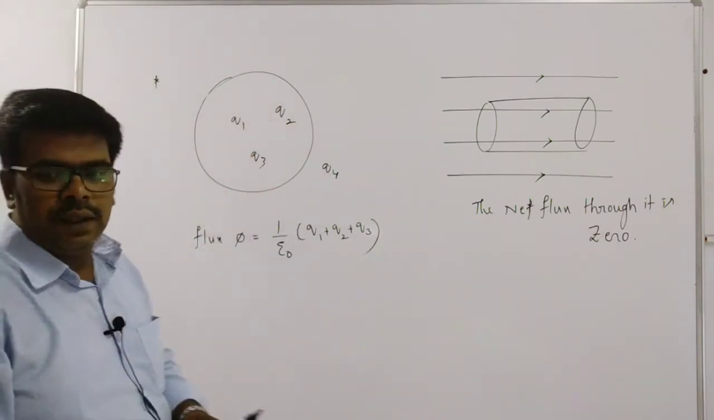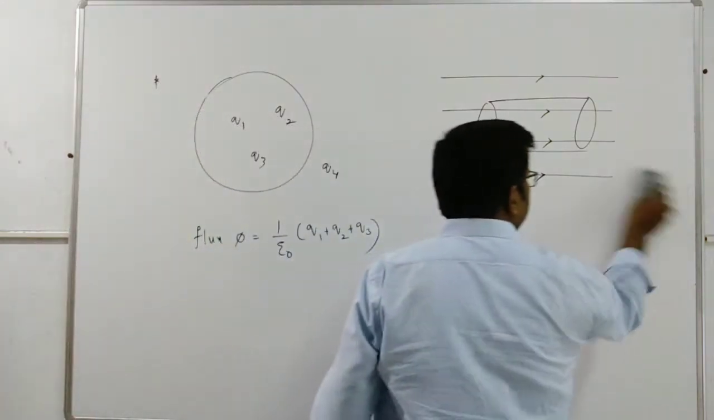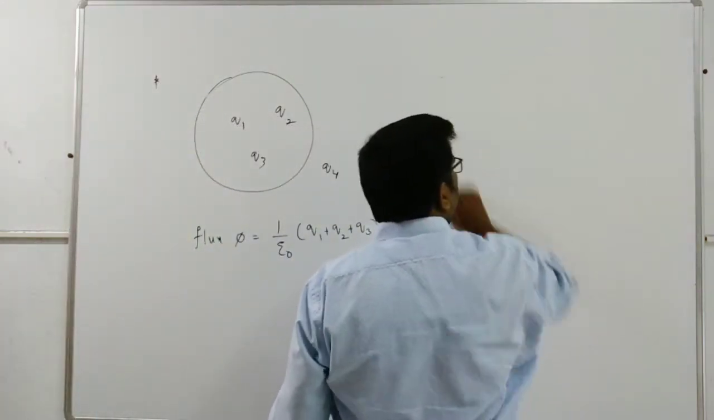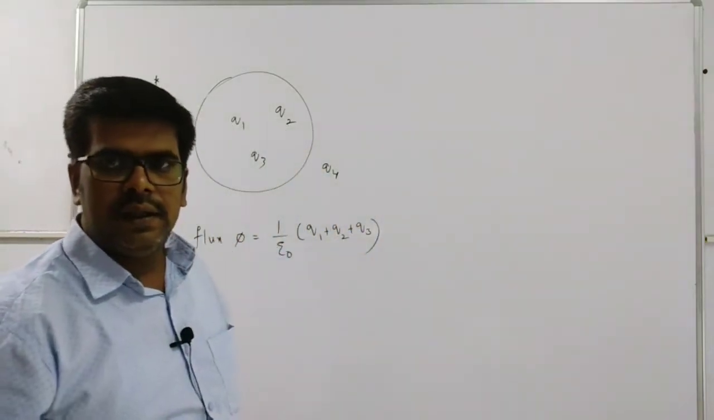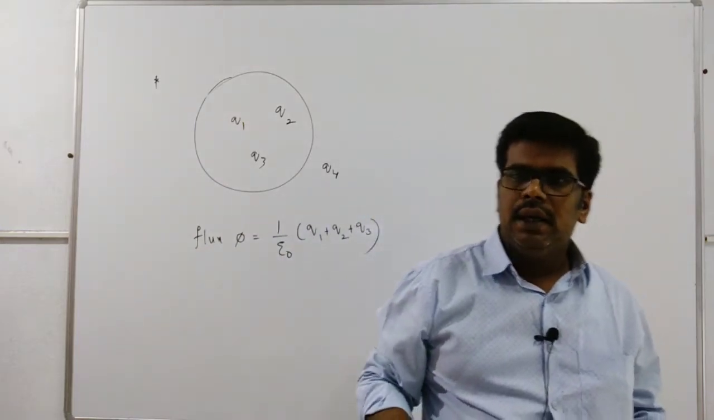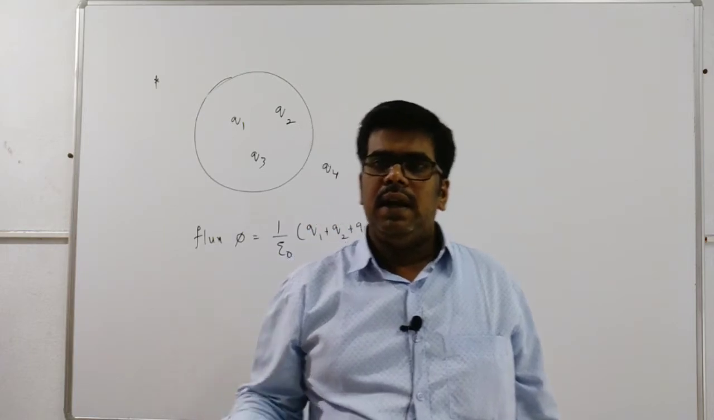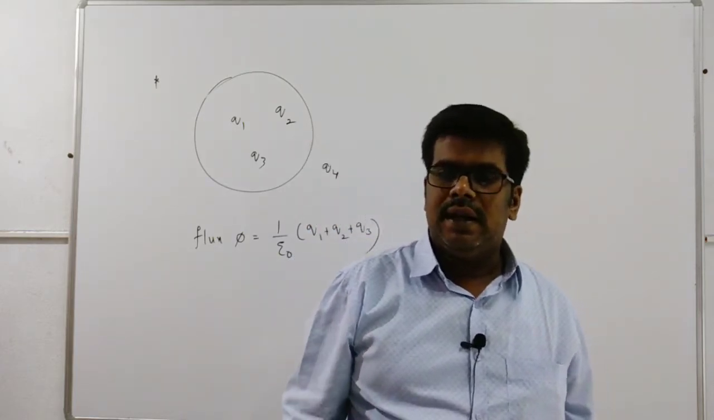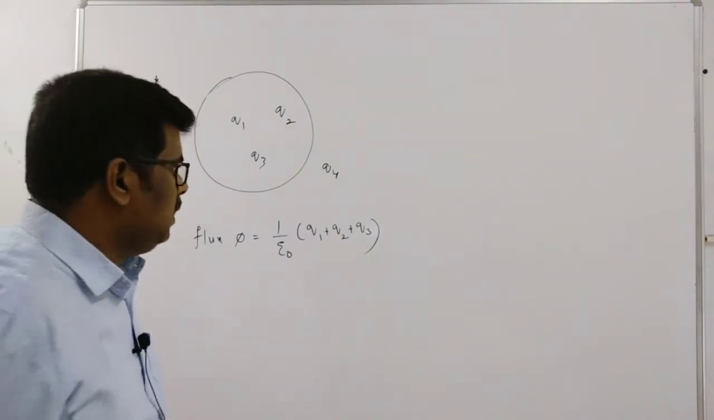Next, we can take a hemispherical surface. The electric field may be parallel to the base, or perpendicular to the base, and a charge may be located at the center of the base. What is the flux through it? We can discuss it.